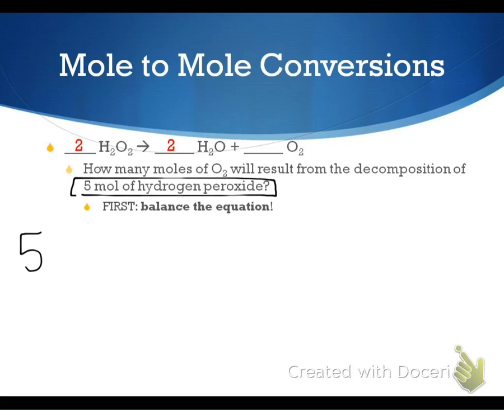So we start with 5 moles. What's hydrogen peroxide? H2O2. That's our hydrogen peroxide. And if it's the one decomposing, then we know it has to be this one.